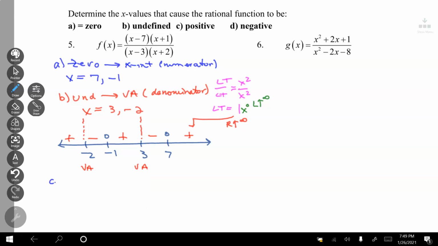Part C is I want the positive values. And that's where all the plus signs are located. So I have 1, 2, 3, 4, I have 5 regions, and the plus signs are, well, there's a negative infinity here, there's an infinity here. That would be negative infinity to negative 2, union negative 1 to 3, union 7 to infinity. That is where everything is positive.